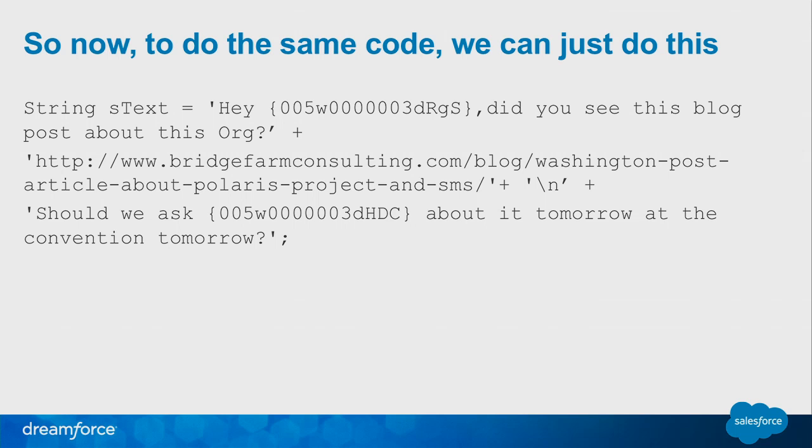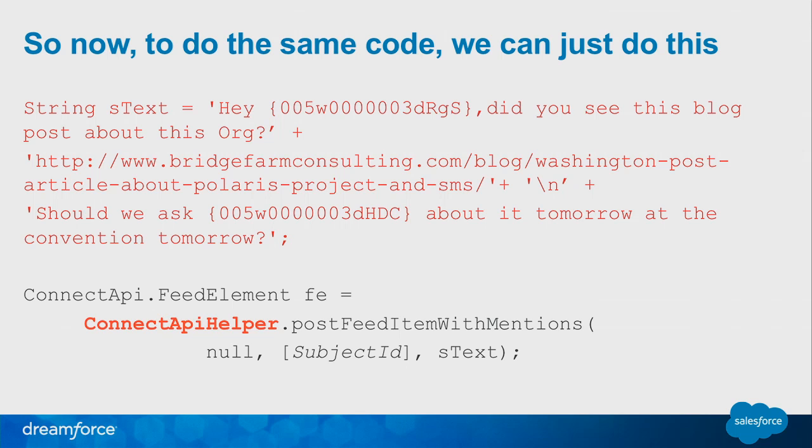So literally, to create that post we just talked about, where we did all of the inputs, we can just start concatenating these strings together. And now you'll see at the bottom, it looks very similar, but we're using ConnectAPI helper, post feed item mentions. We pass in the subject ID, the user or the record. We pass in that text, and that helper class parses it out and achieves the same result. If you're working with the ConnectAPI a lot, you'll see later on where we do the outputs, we do something similar.